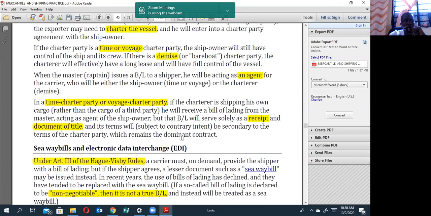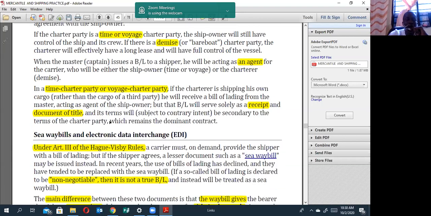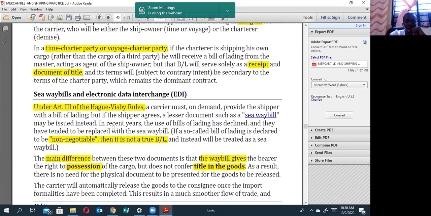Also, under these particular charters, there are obligations of the charterer and obligations of the ship owner: what the person who hires the vessel, the charterer, is supposed to do, and what the person who has given out the vessel, that is the ship owner, is supposed to do. Those we learn in another chapter.